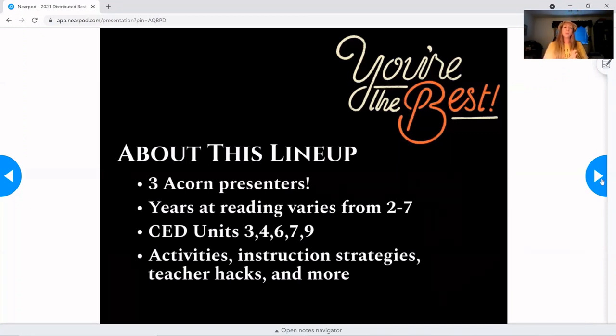Okay, so this year's lineup, we have 3 Acorn presenters. The presenters that you're going to see today vary from 2 to 7 years as far as how many years they've been coming to the AP reading. You're going to see activities from units 3, 4, 6, 7, and 9. Instead of just activities, you might see just instructional strategies in general. You can see teacher hacks and so much more than that.